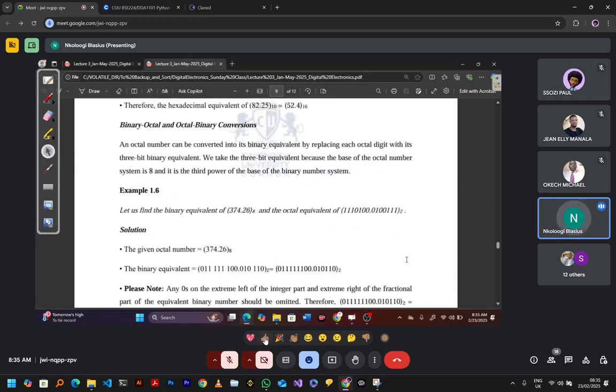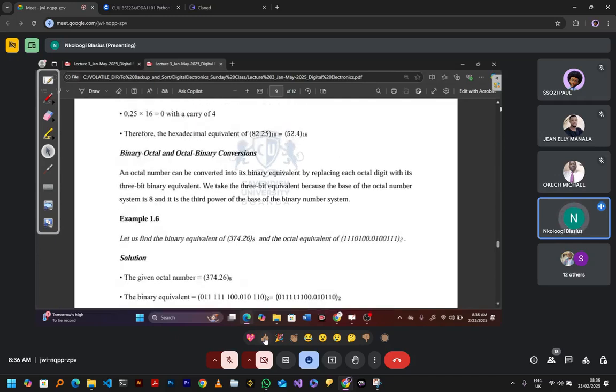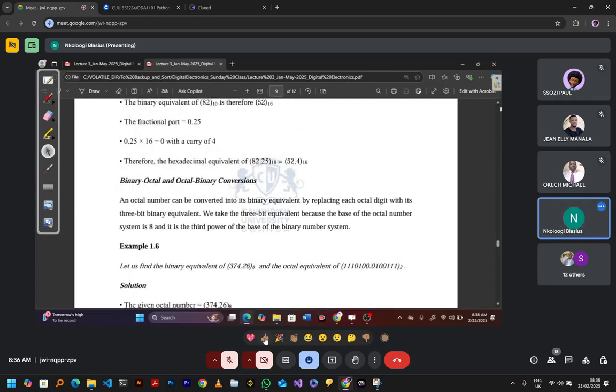I'm going now to move to binary octo and octo binary conversions. Of course, we know now that octo is 8, binary is 2. So first example, we want to find the binary equivalent of this number. These are the rules. If you are converting from octo to binary, because our example is telling us to get the binary equivalent for this number.